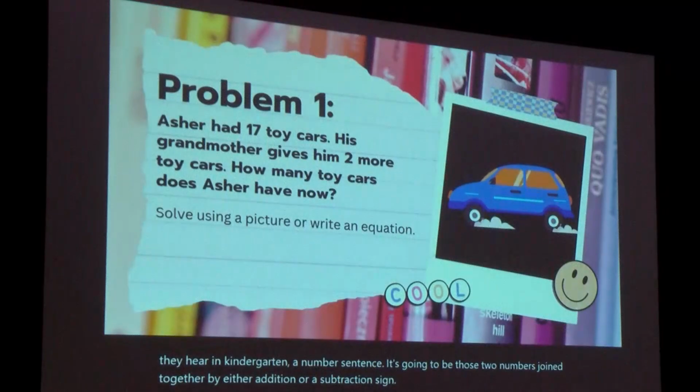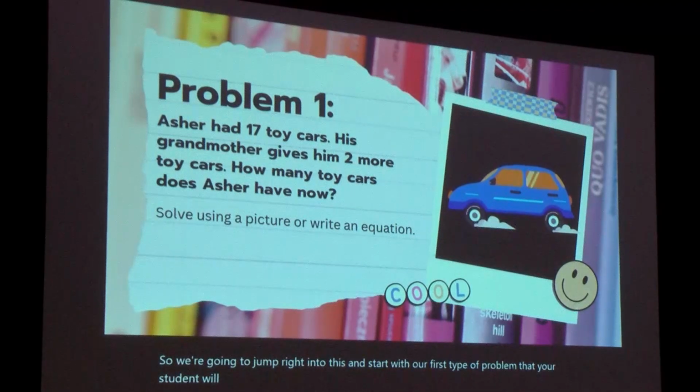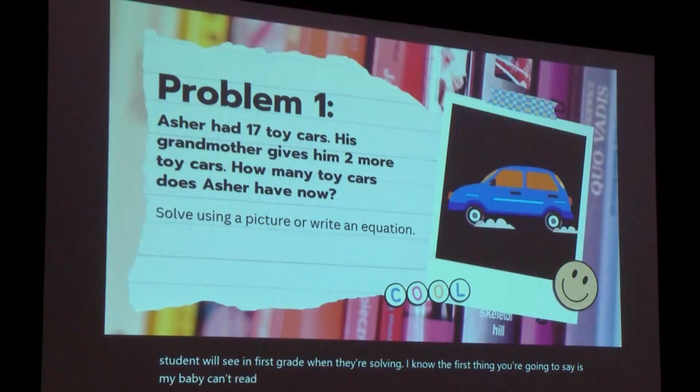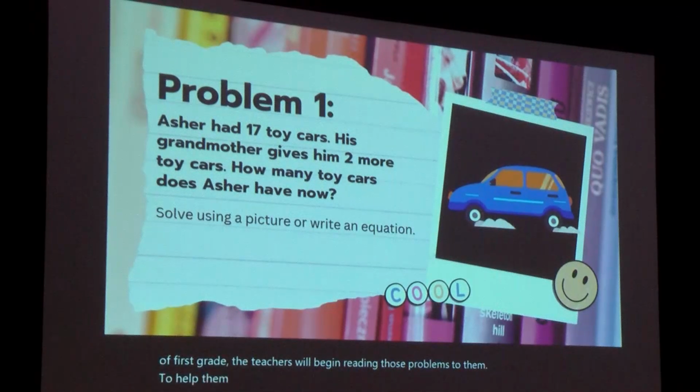So we're going to jump right into this and start with our first type of problem that your student will see in first grade when they're solving. And I know the first thing you're going to say is, my baby can't read that. And they may not be able to read it, but of course, at the beginning of first grade, the teachers will begin reading those problems to them to help them understand the solving of those problems.